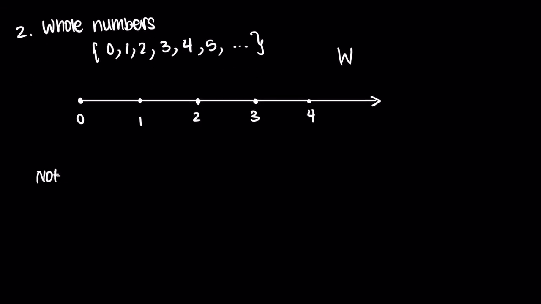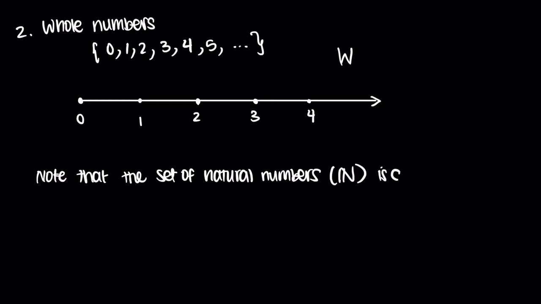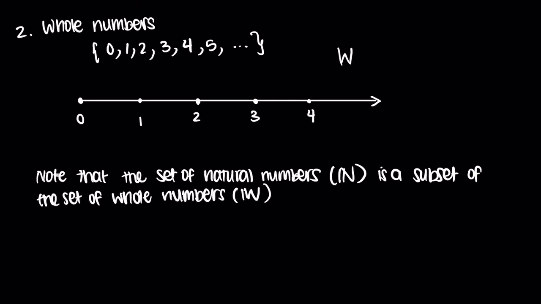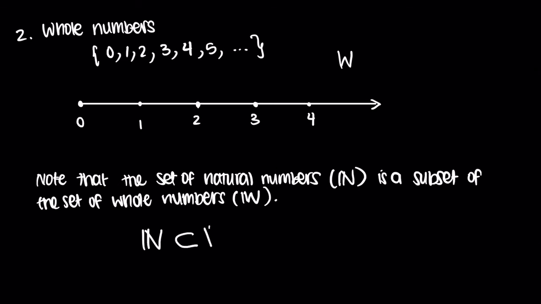So one thing to note is that the set of natural numbers is a subset of the set of whole numbers. And you'll sometimes see it written like this: N is a subset of W, where, as I've mentioned before, the symbol N references the set of natural numbers, W references the set of whole numbers, while this elongated C just simply means subset of. So N, the set of natural numbers, is a subset of the set of whole numbers.